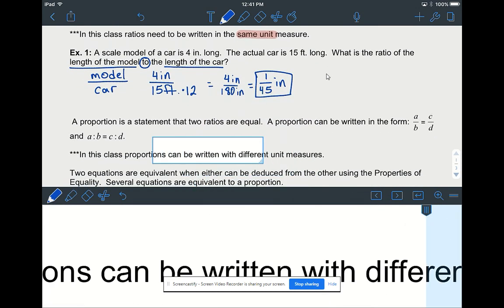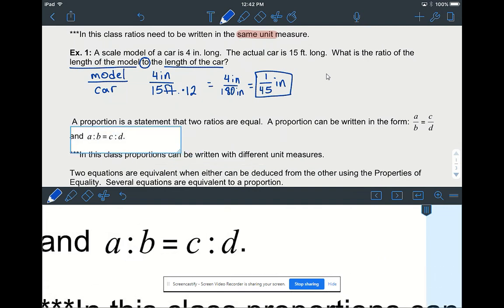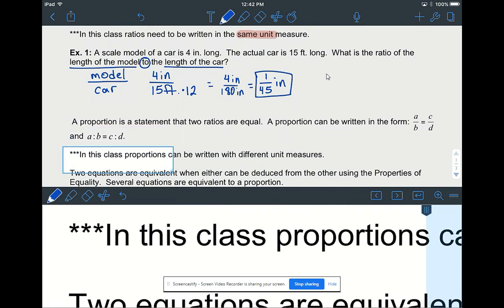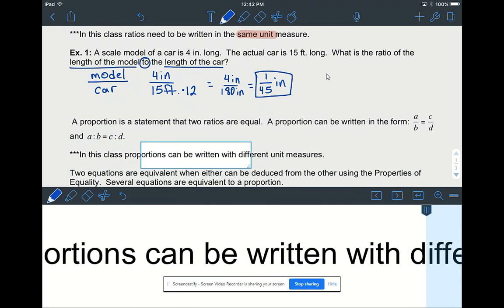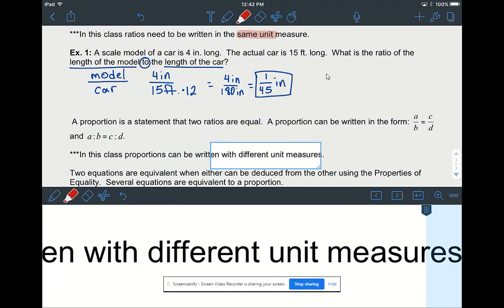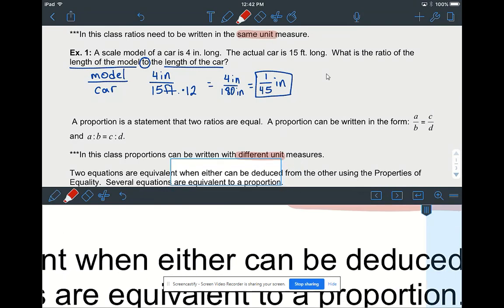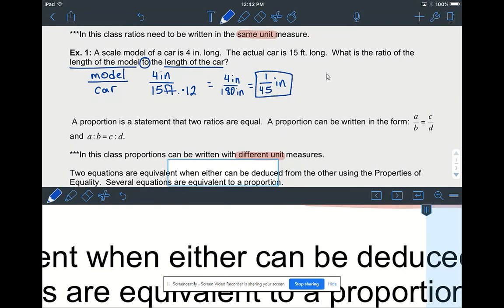All right, a proportion is a statement that two ratios are equal. So we're going to put two of these fractions equal to each other. A proportion can be written in the form of two fractions equal, A to B equals C to D, and it could also be written with colon statements, A to B equals C to D in one horizontal line. In this class, proportions can be written with different unit measurements. So we don't have to have the same unit measurements all the time in proportions. We can write them with different.